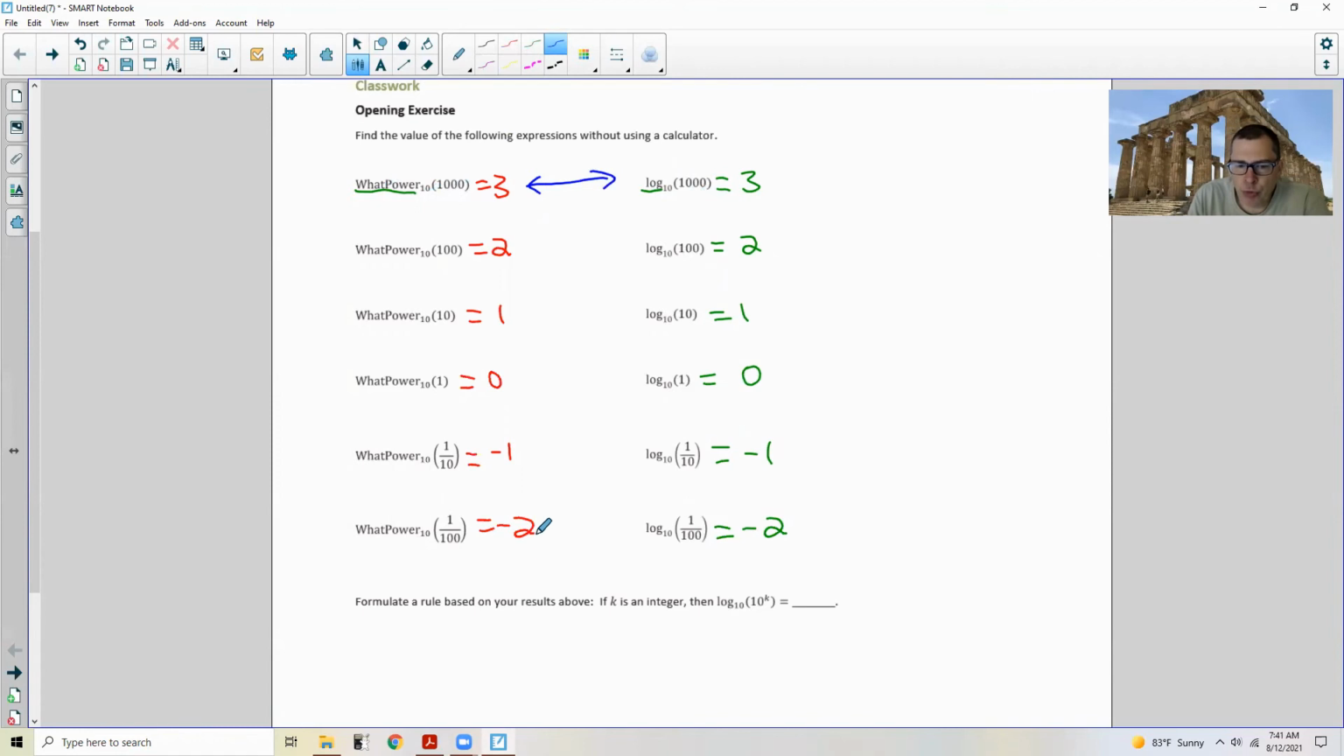It says formulate a rule based on the results above. If k is an integer, then the log base 10 of 10 to the k equals what? Okay, so if we say the base to some power equals 10 to the k, because the base to the power of our answer gives us this value, I can rewrite it as an exponential equation, and my bases are equal, so therefore my exponents must be equal. So the answer is k.